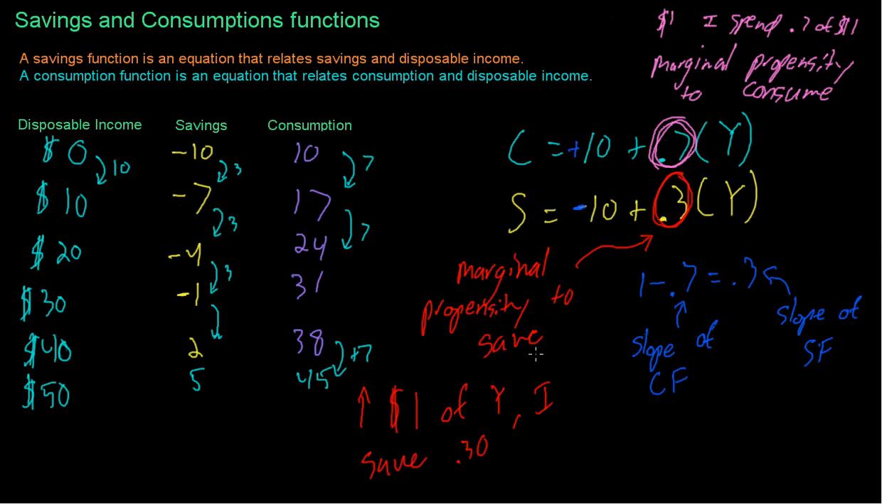And then the last thing that I want to say is that the marginal propensity to save, the MPS, plus the marginal propensity to consume is equal to 1, always. Always, always, always. And so we can see how we got this little relationship right here. We were just flipping this equation around.